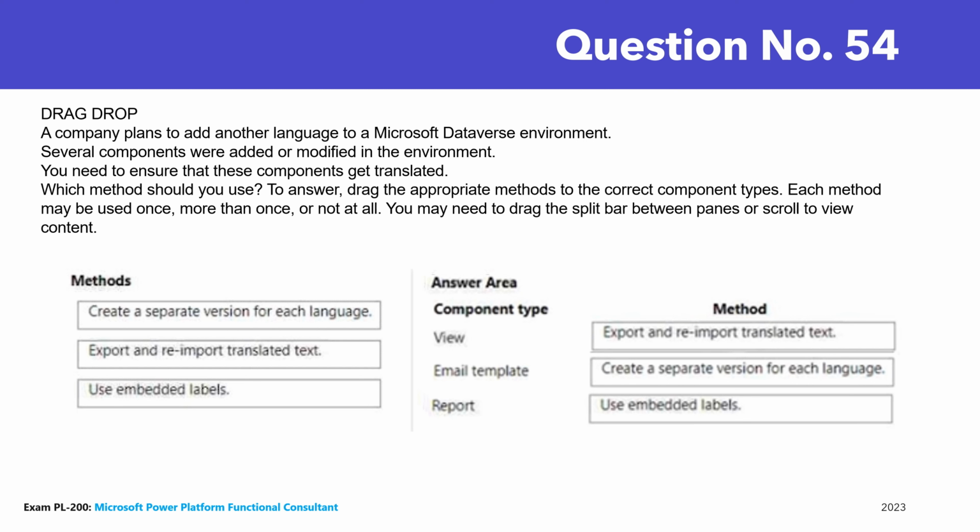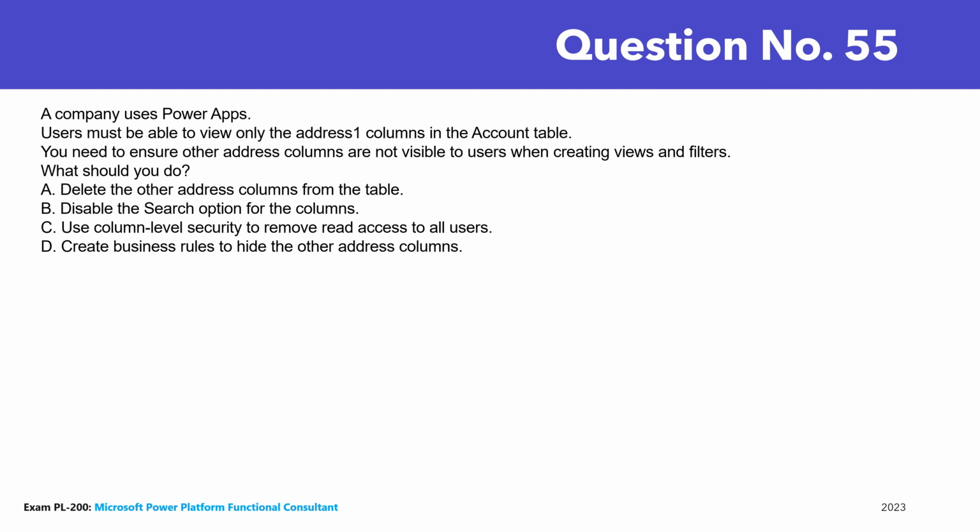A company uses Power Apps. Users must be able to view only the address 1 columns in the account table. You need to ensure other address columns are not visible to users when creating views and filters. What should you do? A. Delete the other address columns from the table. B. Disable the search option for the columns. C. Use column level security to remove read access to all users. D. Create business rules to hide the other address columns. Correct answer: C.